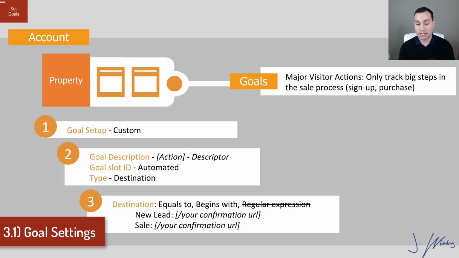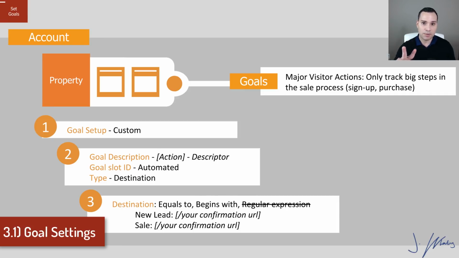And it's really important, especially when you start making a lot of different goals, that all of the goals make sense. You don't want to just make up a naming convention every time you make a new goal. Then we have your ID slot, which is going to be automated, and your type is always going to be destination.